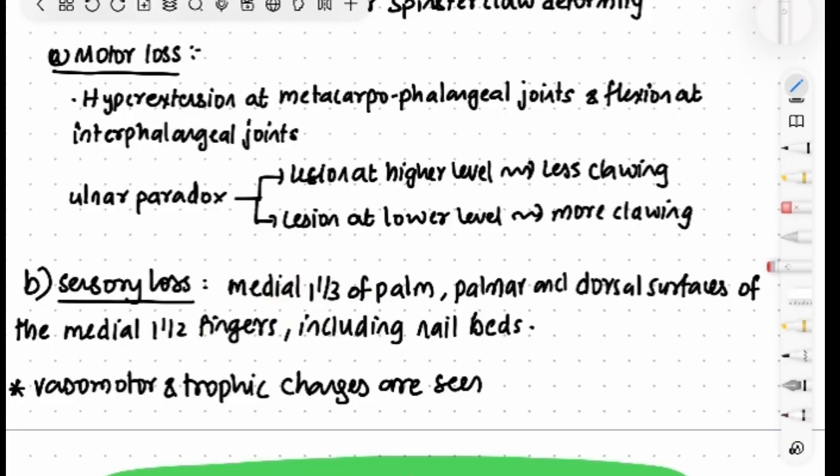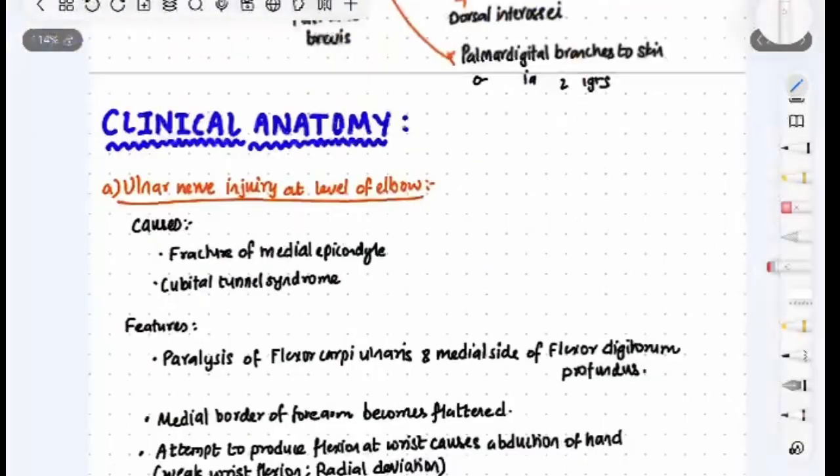There will also be vasomotor and trophic changes. What are vasomotor changes? There will be arteriolar changes, so the hand feels warm. And trophic changes: if the lesion is long standing, there will be scaly nail beds or easy breaking of nails. So this is all about ulnar nerve.